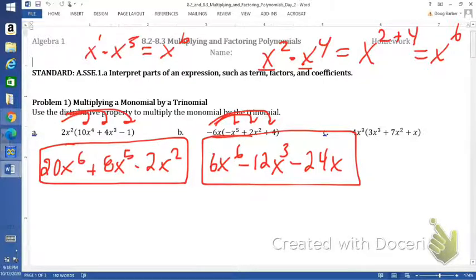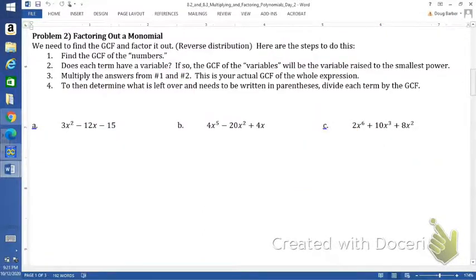We will save C here for any in-class questions on this. So let's go to the next problem. Alright, here we're going to be factoring out a monomial. So we need to find the greatest common factor and factor it out. This is reverse distribution. Here are the steps to do this, same as yesterday.